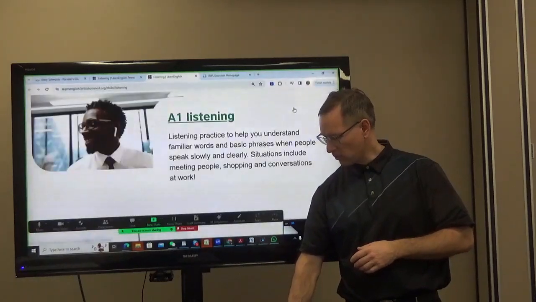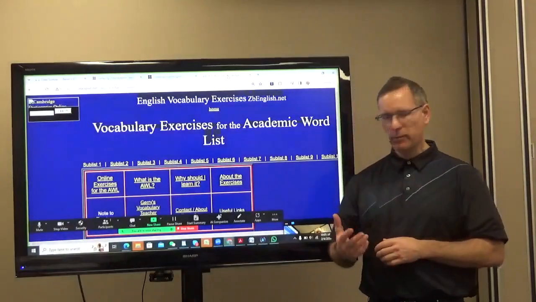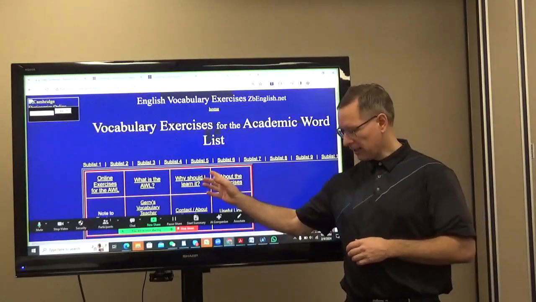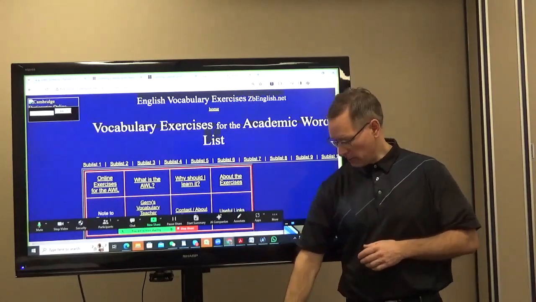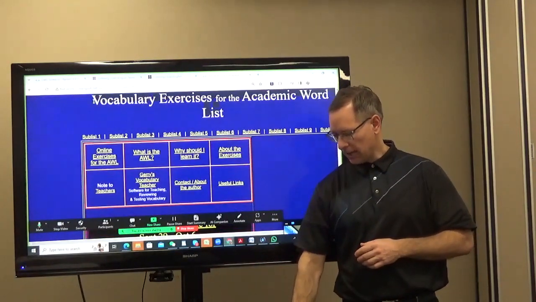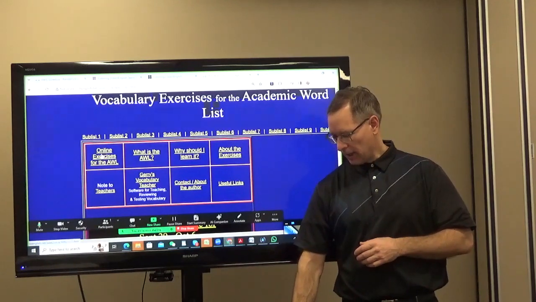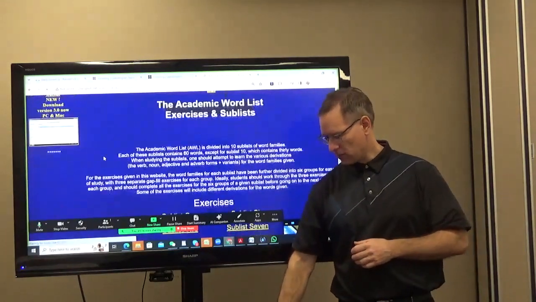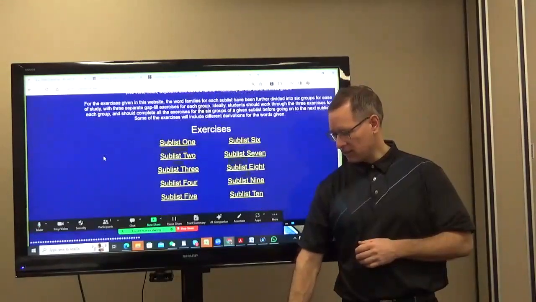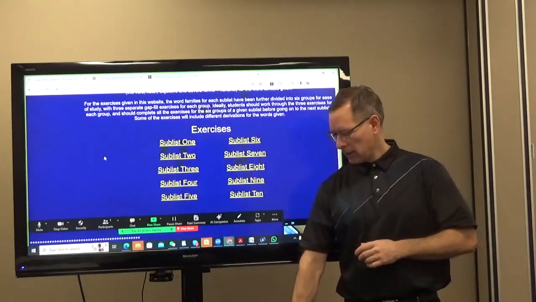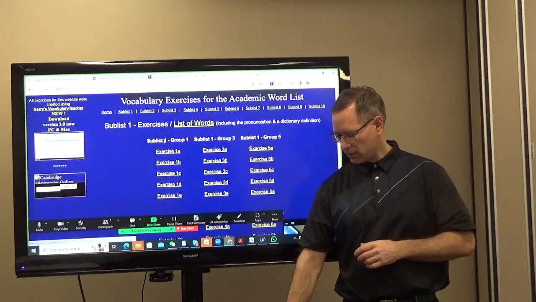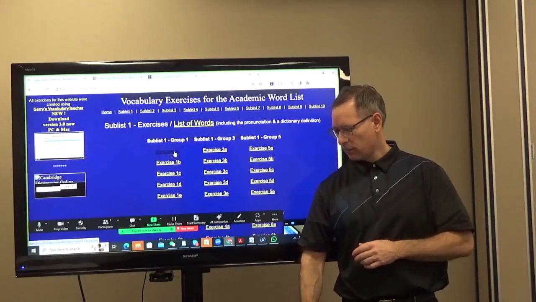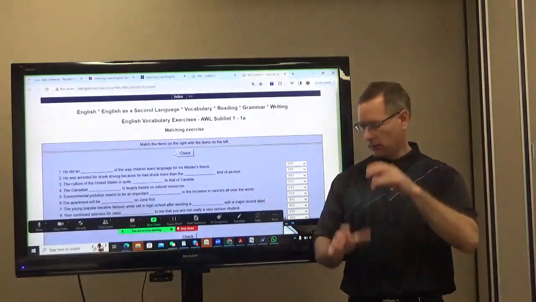Let me just go and open it up. So they have a website where they explain a little bit more detail about what is it, why you should be learning these words, and then exercises about them. And so when I click on the exercises, it gives information, and then it divides it into each sublist. And then when I click on the sublist, it gives me exercises for that section of words.